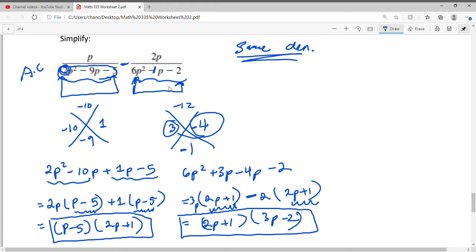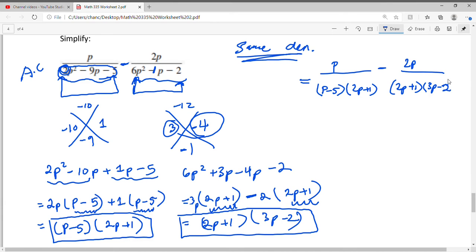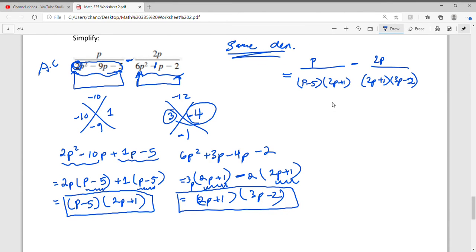So let's rewrite this equation as the following. This is equal to p over p minus 5 times 2p plus 1, minus 2p over 2p plus 1 times 3p minus 2. Now to figure out our LCD, I want to look at the denominators. They both share 2p, but this side is missing a term on the right side. We're missing 3p minus 2.